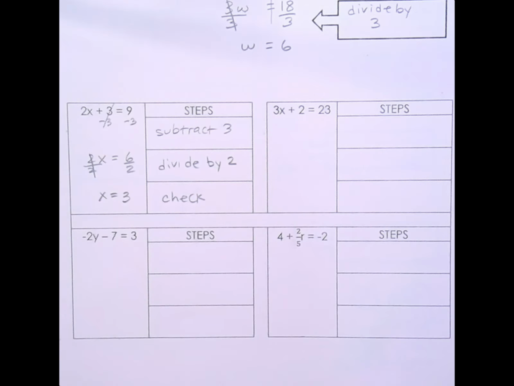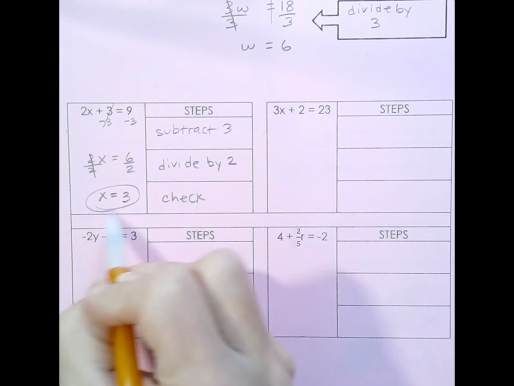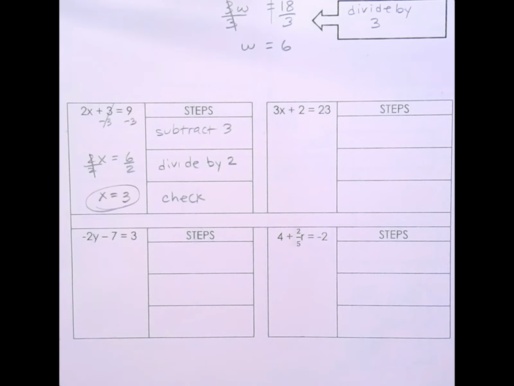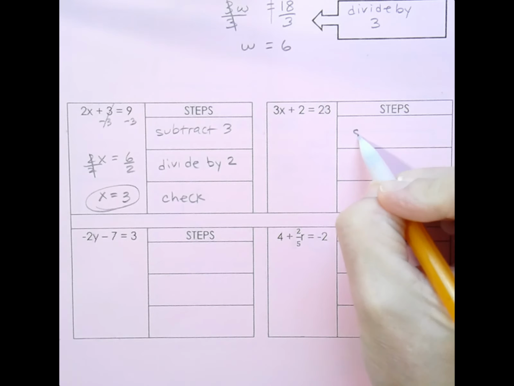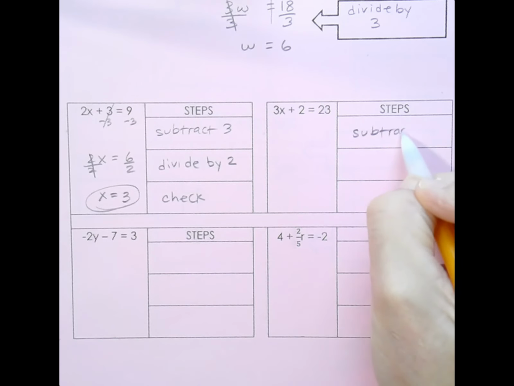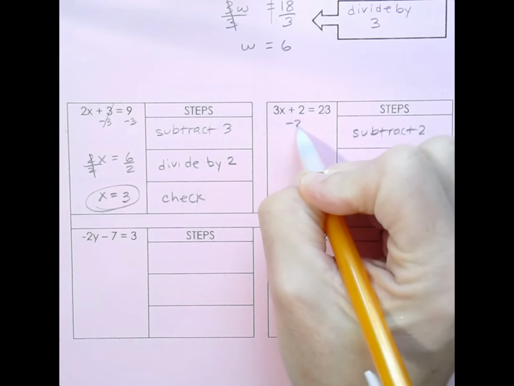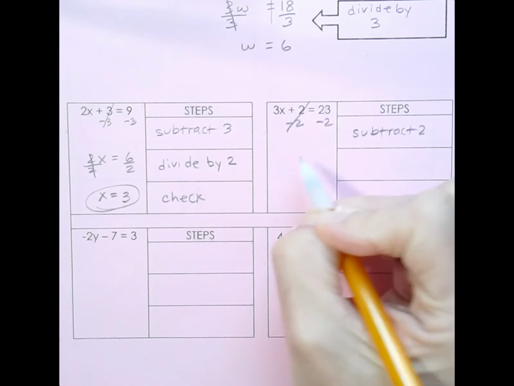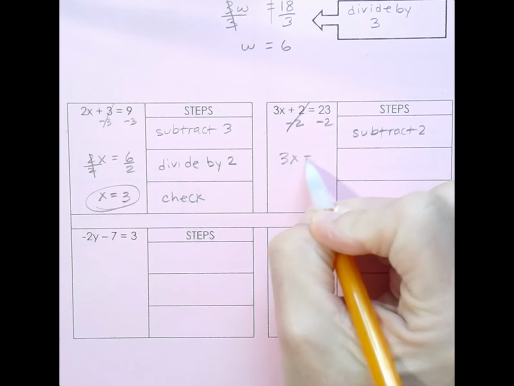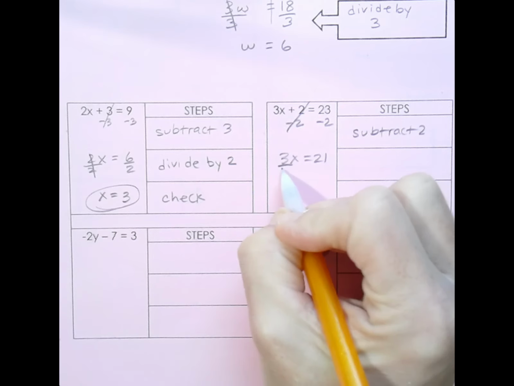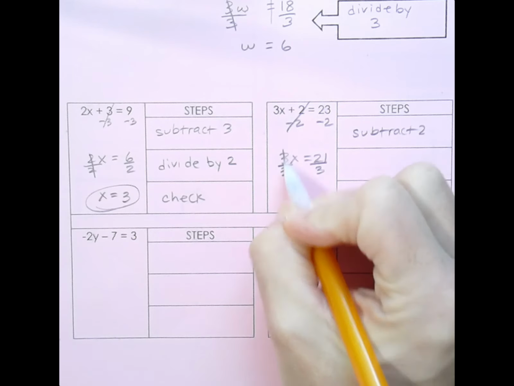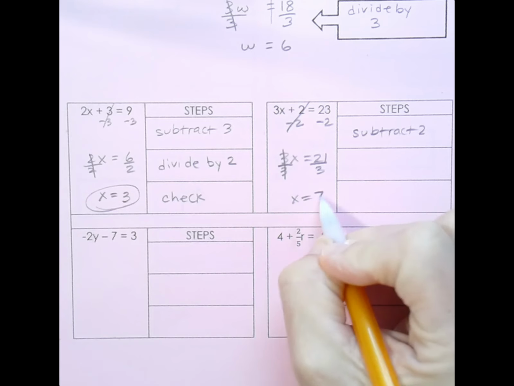Okay, and there's another page that we'll go over for checking, but for right now, we'll just stick with that as our answer. Let's look at this one. First step would be to subtract 2. That gives me 3x equals 21, and then divide by 3. I get x equals 7.